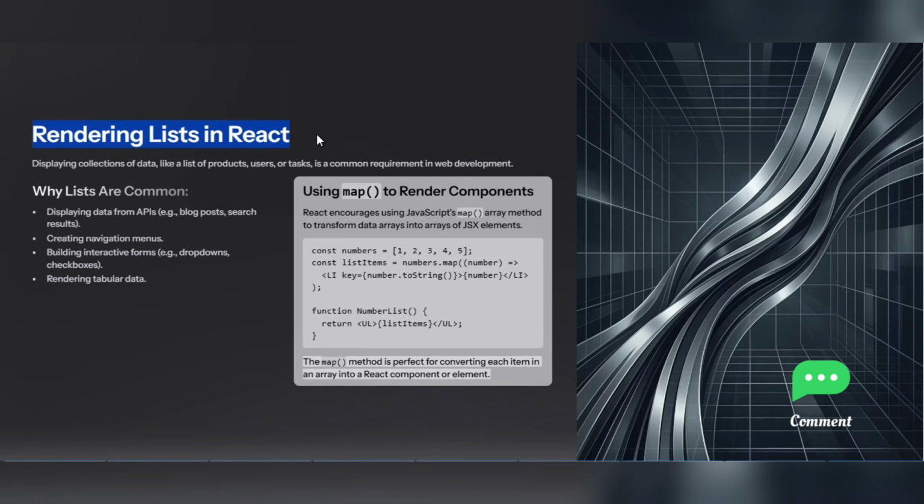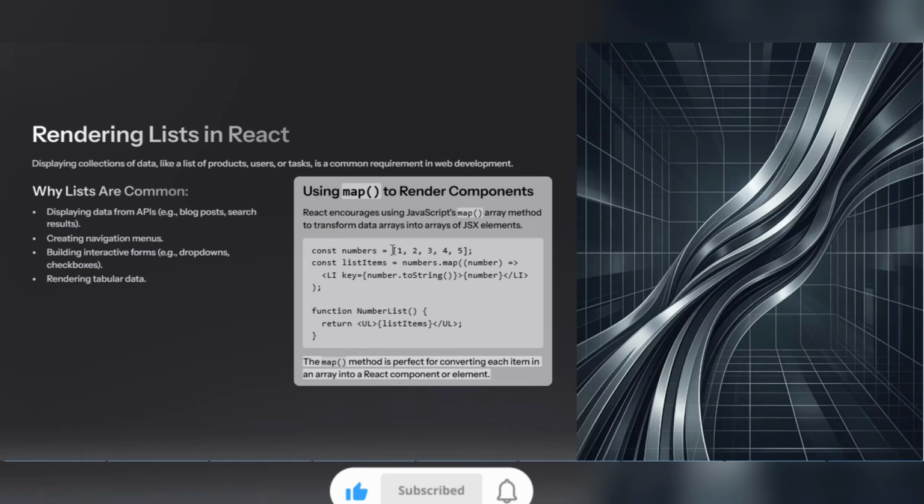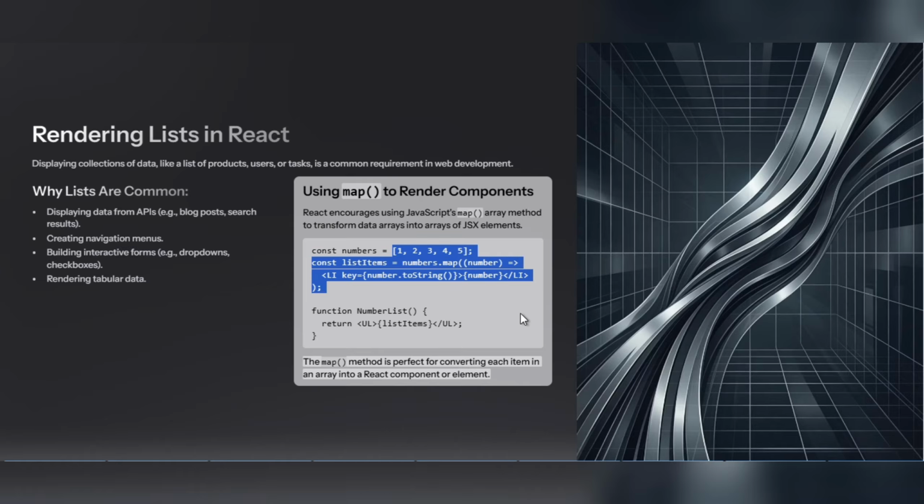Now, let's talk about rendering lists. Most applications deal with collections of data: products, users, posts, tasks. React makes this easy using the JavaScript map function. The map method allows us to transform an array into JSX elements. For each item in the array, React creates a UI element. All elements are rendered together. This approach is clean, readable, and powerful.